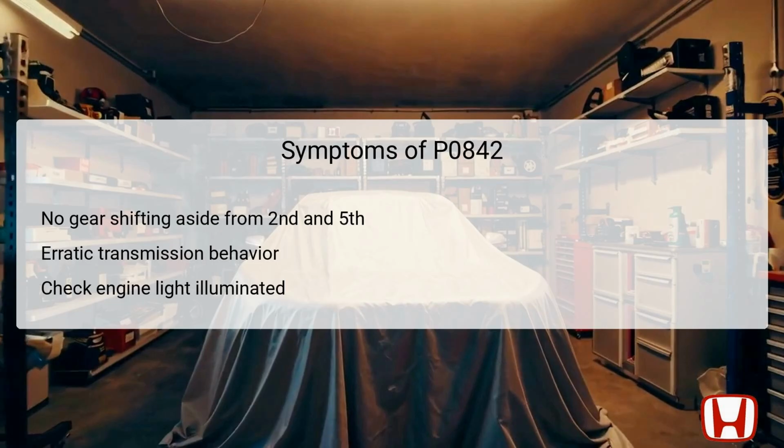This can lead to erratic transmission behavior, such as delayed shifts or harsh engagement. Additionally, the vehicle's check engine light will likely be illuminated, indicating an issue that needs attention. These symptoms make it evident that there is a problem affecting the transmission's ability to function optimally. Prompt diagnosis and correction are essential to prevent further complications.